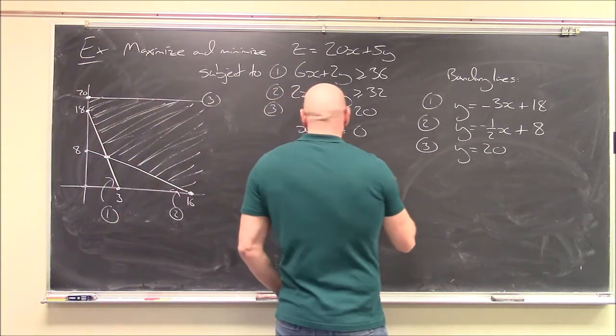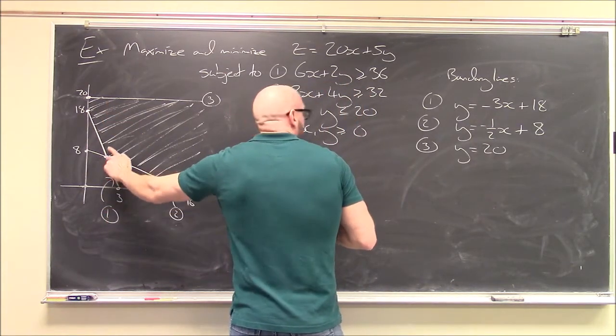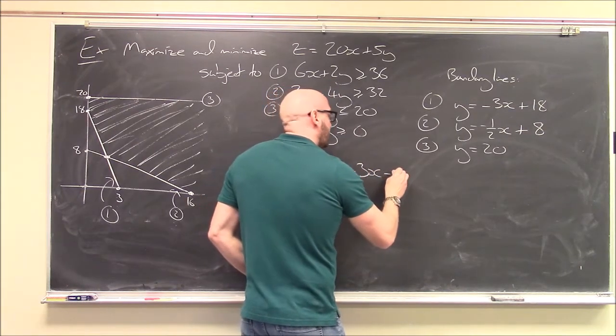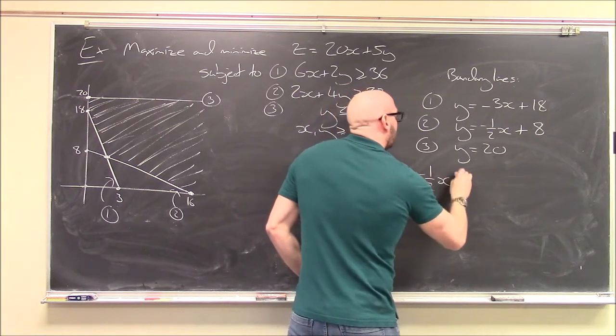Okay, so what do I want to do? I want to figure out when boundary line number 1 intersects boundary line number 2. So we'll set minus 3x plus 18 equal to minus 1/2 x plus 8.